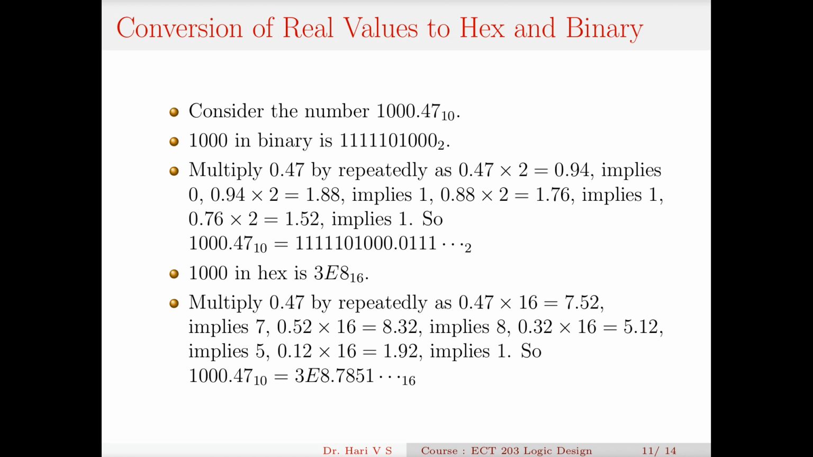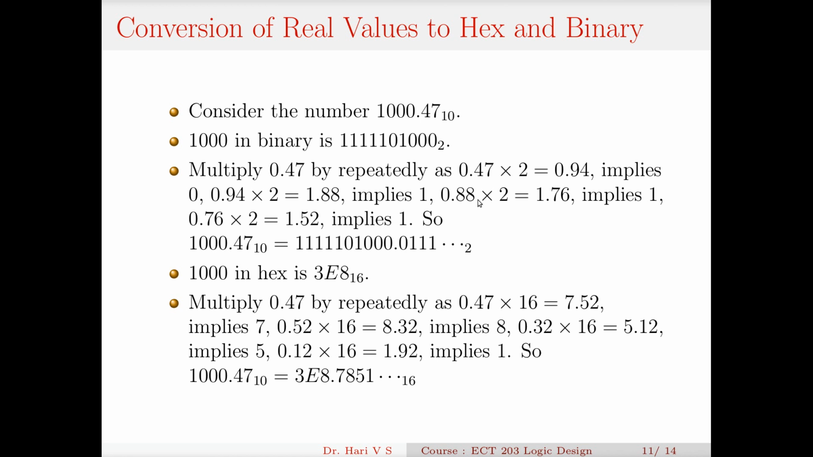You multiply by 2, so that 0.47 when multiplied by 2 becomes 0.94. Look at this integer part, this is a 0, that implies a 0. So the first bit is a 0. Then 0.94, you multiply by 2, so that it becomes 1.88. So this 1 comes here.